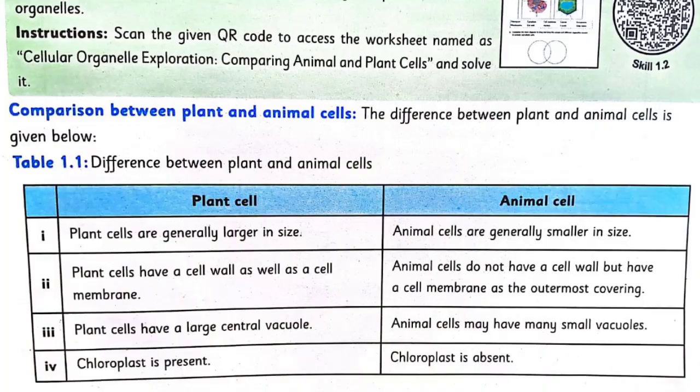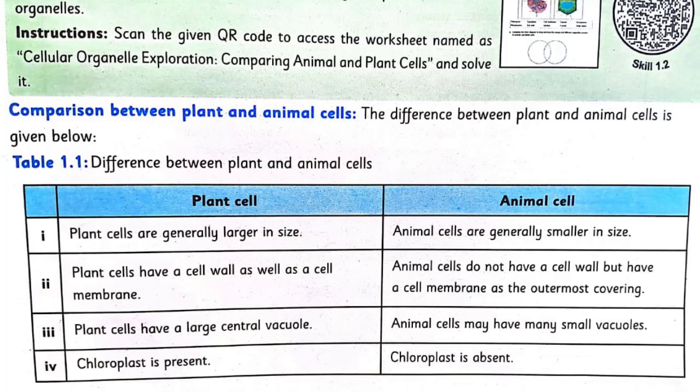Comparison between plant and animal cells. The difference between plant and animal cells is given below. Table 1.1. Difference between plant and animal cells. Plant cell: Plant cells are generally larger in size. Plant cells have a cell wall as well as a cell membrane. Plant cells have a large central vacuole. Chloroplast is present.